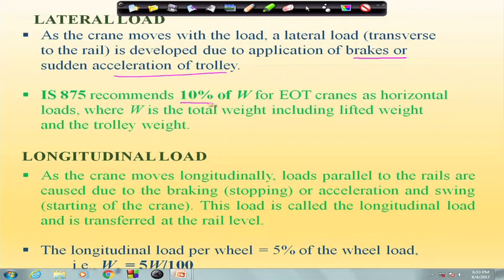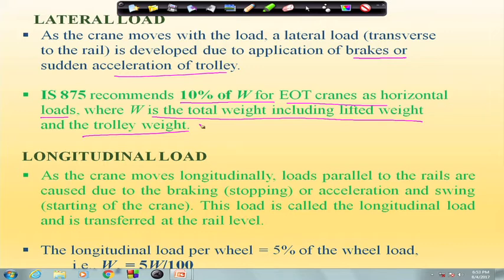that 10% of the weight for EOT cranes as horizontal loads, right, where W is the total weight including lifted weight and the trolley weight. So, if the total weight which includes lifted weight and trolley weight is W, then 10% of that W will be the lateral load, which is recommended by IS 875.